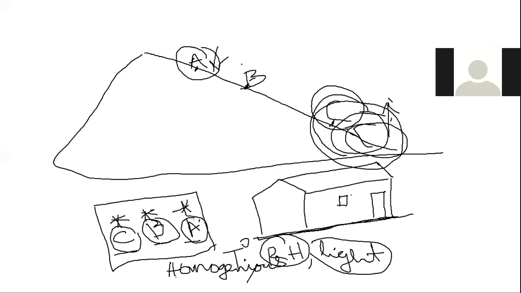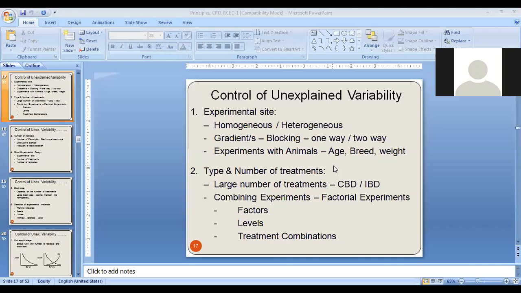All right. So that is the homogeneous and heterogeneous situation. Then in animals also we may get heterogeneous conditions. If you take age, breed, then we'll have to do the blocking. We will come to that when we talk about the special type of design called blocking design. Then type and number of treatments. I talked about this last time also.